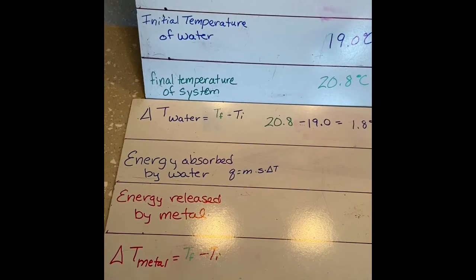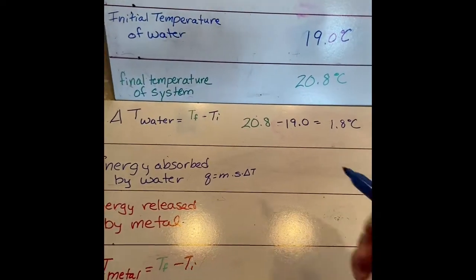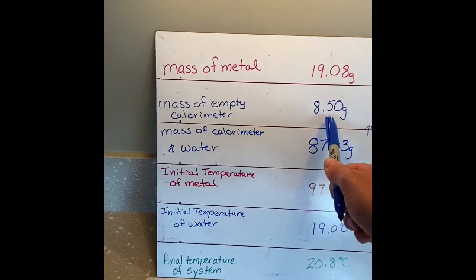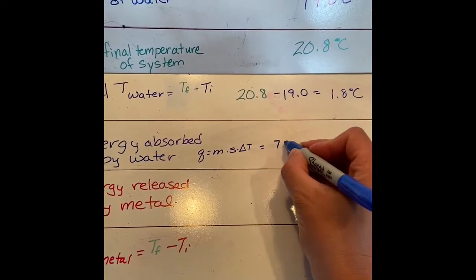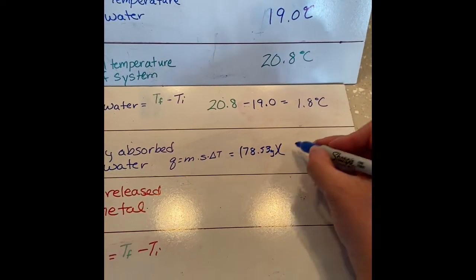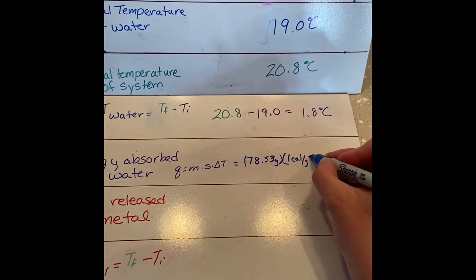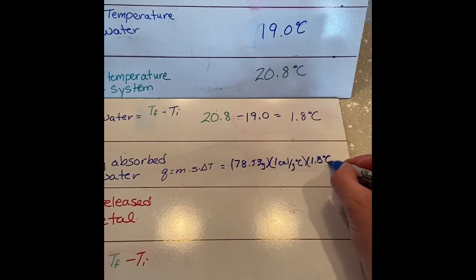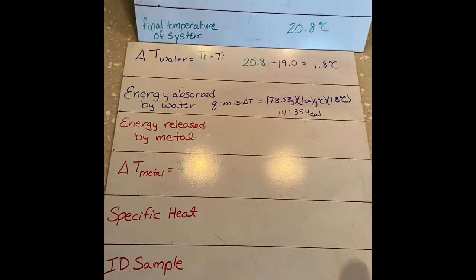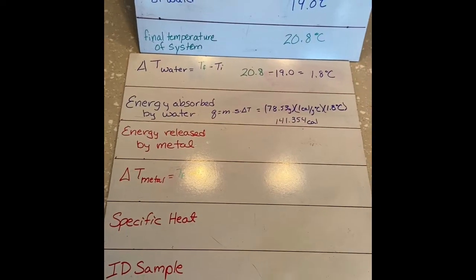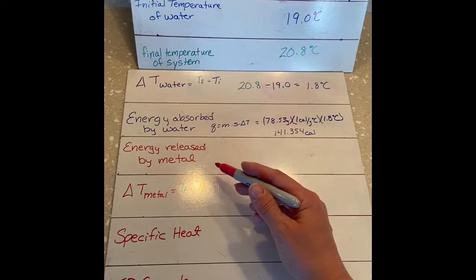We know the formula for energy is Q equals m s delta T. Using the difference in the mass of our calorimeter minus the mass of the water, we have a mass of 78.53 grams. We know that the specific heat of water is 1 calorie per gram degrees Celsius, and we just calculated that it went through a temperature change of 1.8 degrees Celsius. So the water absorbed 141.354 calories.